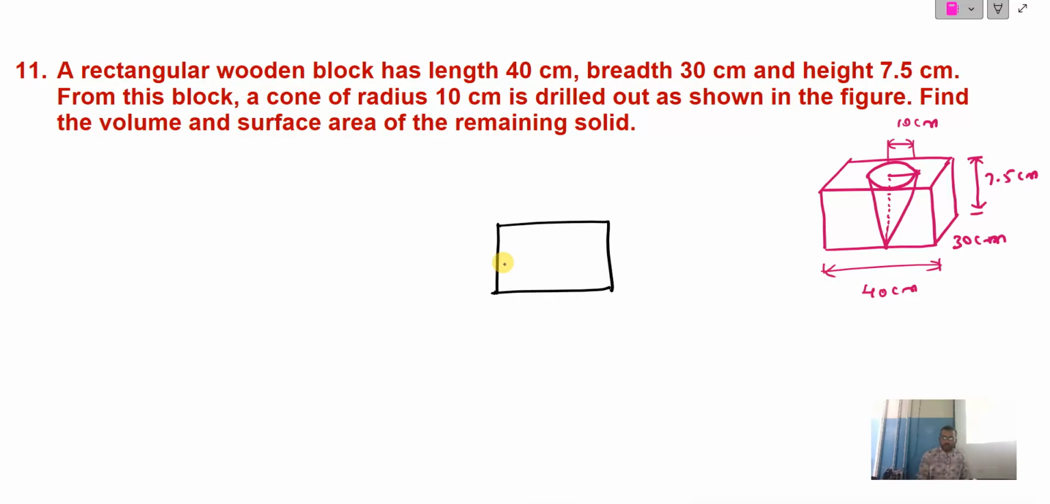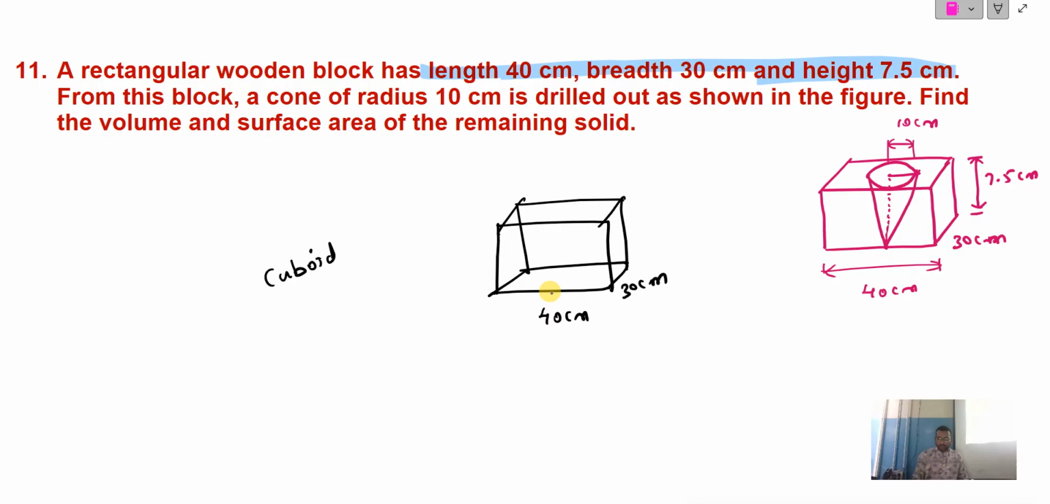This is a cone. Okay. A cone of radius 10 centimeter is drilled. Drilled is nothing but we are going to remove this much space. This much space is removed from this wooden block. Drilled is nothing but removing. We are removing that much area.